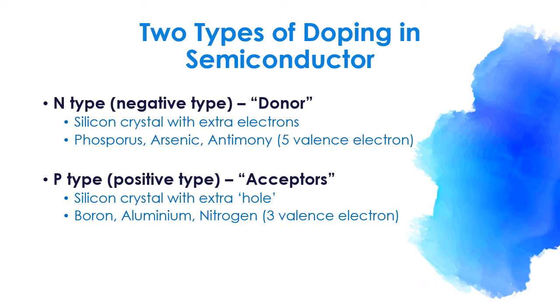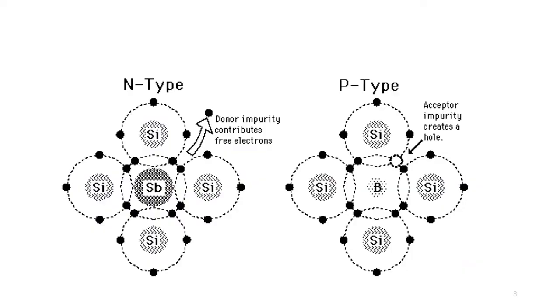As for p-type, or positive type, we call it the acceptor. When the doping process happens, the silicon crystal will have extra holes instead of extra electrons. So the p-type doping materials are boron, aluminium and nitrogen with 3 valence electrons. So here are the n-type and also p-type dopants.